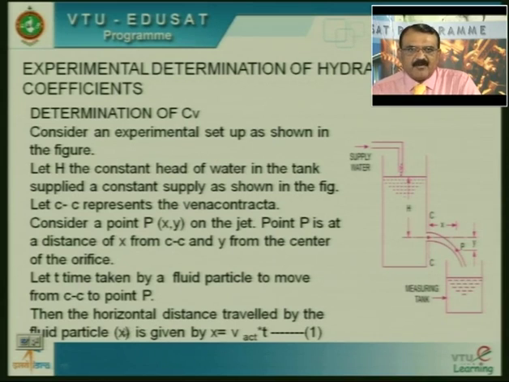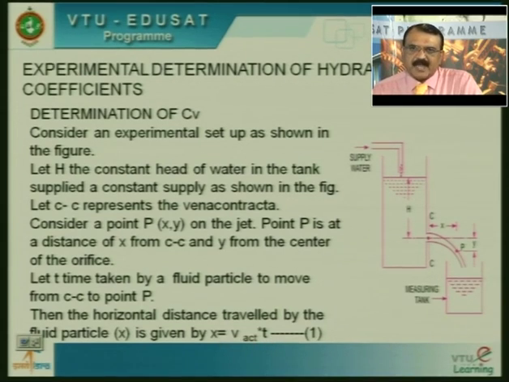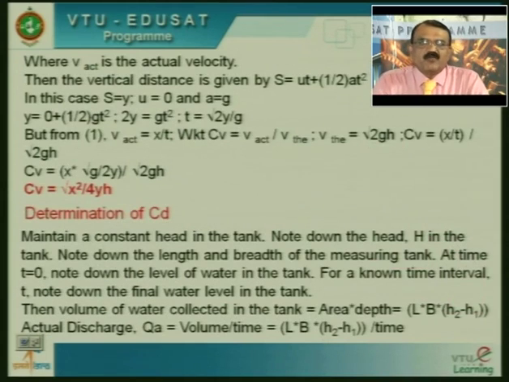Horizontal distance travelled by the fluid particle is given by x is equal to V actual into T. Remember velocity is distance travelled divided by time. So, therefore, distance travelled is equal to velocity, actual velocity into time. Okay, simple relation. I call this equation number 1, where V actual is the actual velocity.